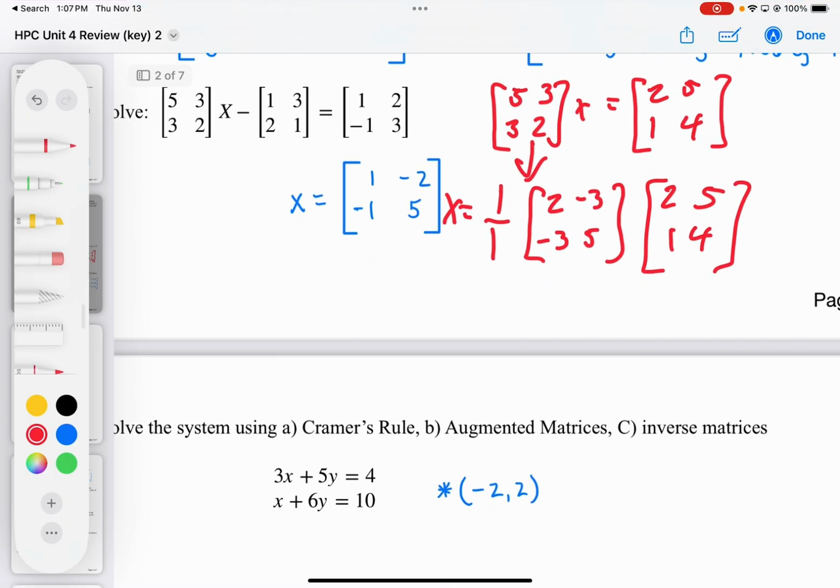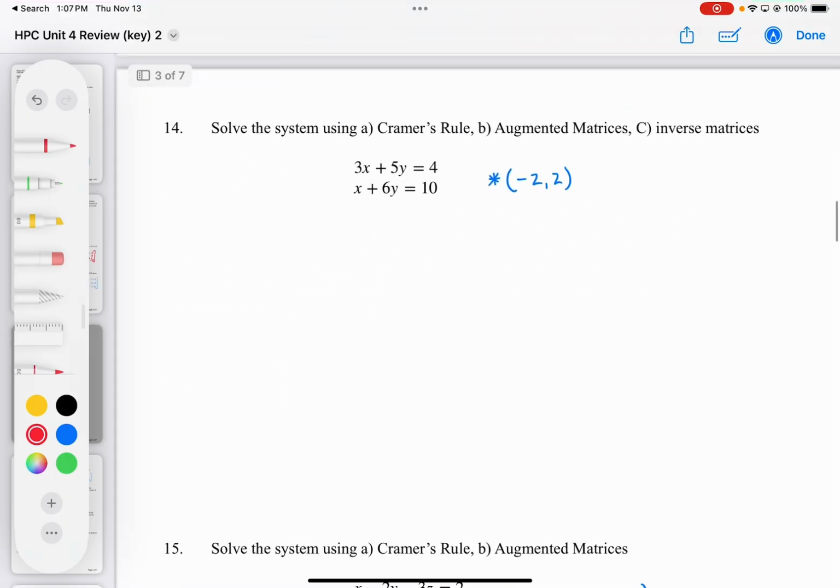Good? Okay. All right, cool. How'd you guys do on Cramer's, augmented, and inverse matrices? How'd we do on those? Good, but not super fun. Can we take augmented matrices off the test? Which one? Augmented matrices. No. We're leaving them there. Andy, what's up?